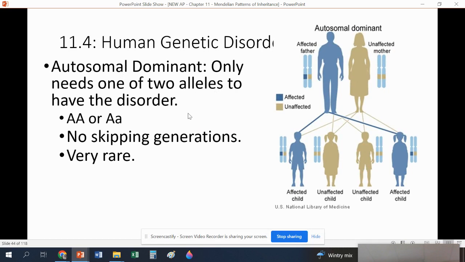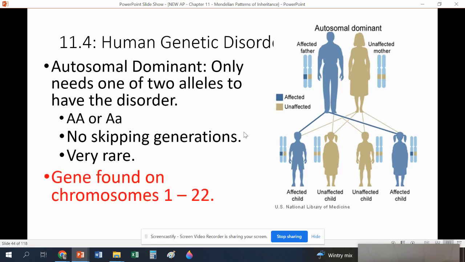The other type is autosomal dominant. This is when you need only one of the alleles. You can see here big A, or big A, little a. As soon as you get one, you get this. This is, again, very rare because if you do have it and you're affected and it's a deadly disorder, it's going to evolve out of a population. Again, these are genes found on chromosomes 1 through 22, not the sex chromosomes. You can see an unaffected mother, affected father. They're going to pass these on more often because once you get it, you have it.